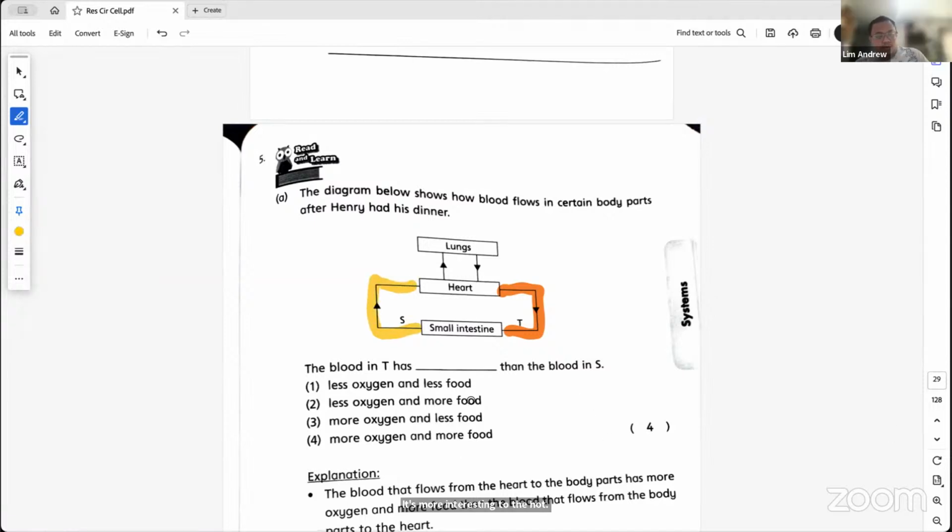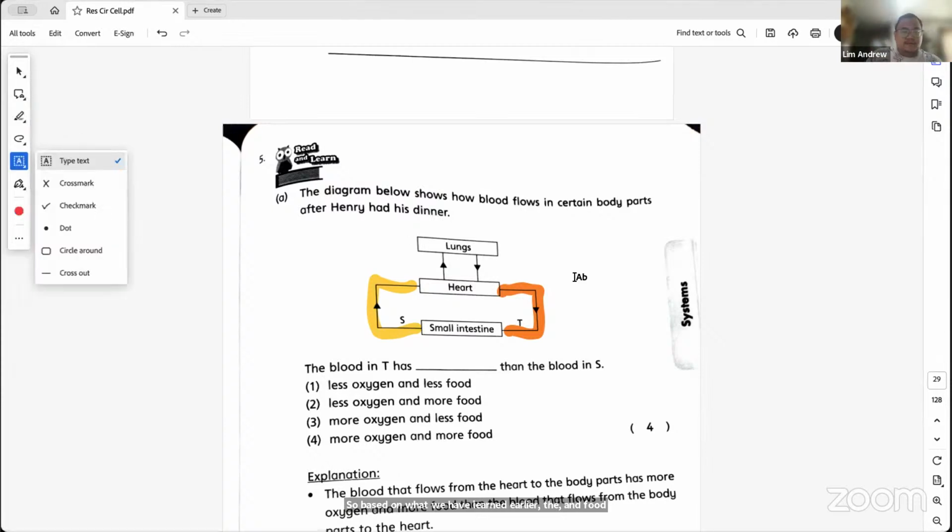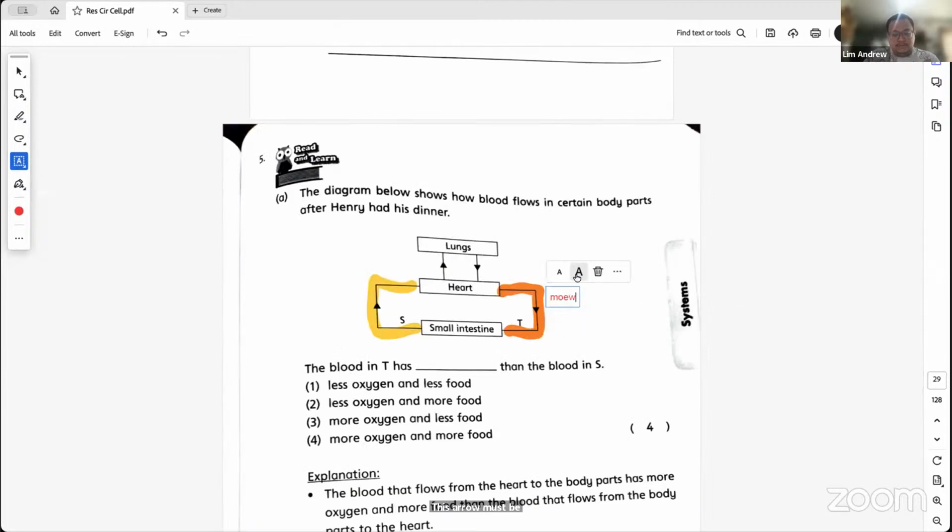Okay, so when we say from the heart to small intestine, we should tell ourselves that small intestine is actually a part of the body. So based on what we have learned earlier, the heart pumps oxygen and food to all parts of the body. Therefore, this arrow must be more oxygen.